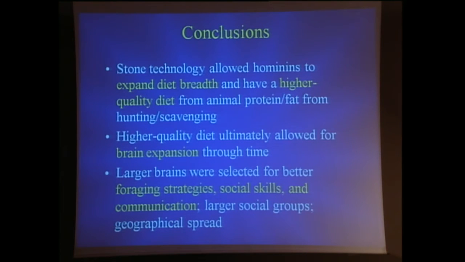Larger brains were selected. There's nothing inherently about making stone tools that makes you smart, or else California sea otters would be heavily encephalized. But we think it was selected for better foraging strategies, social skills, and communication, probably living in larger social groups, as Robin Dunbar would argue, and ultimately geographical spread into new areas as well.